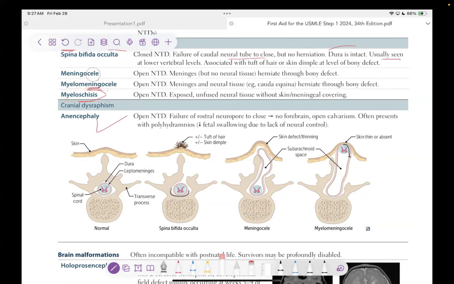So spina bifida occulta, everyone already has an idea about that, so I don't want to waste a lot of time on that.